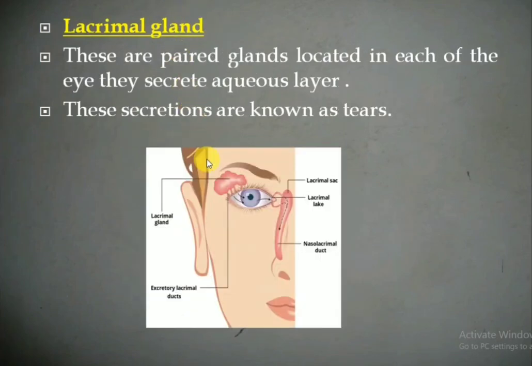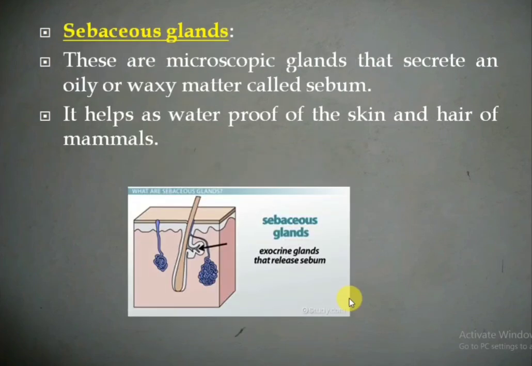Next we will see the lacrimal gland. Here in the image you can see the lacrimal gland above the eye. It is located above the eye and secretes an aqueous layer. This substance is released in the form of tears from the eye. From where do we get the tears? From the lacrimal gland secretion only. So this is one of the glands of the exocrine system.